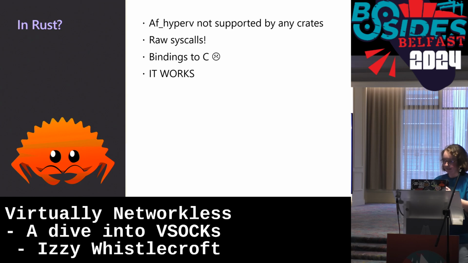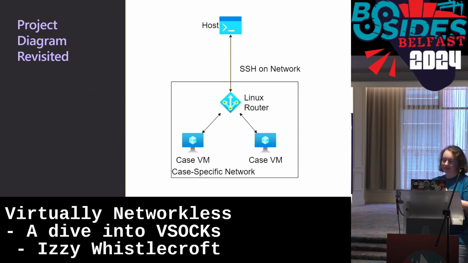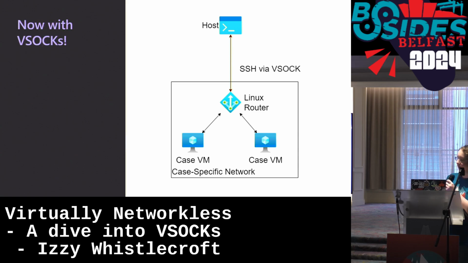And so this gives us quite a few bonuses. I think I get to talk about that slightly more later. But here's that nice diagram from earlier. So now we can just SSH via VSOCK. No network connection needed. We can do all our configuration with no network involved. This lets us have better control over that Linux router without the network.